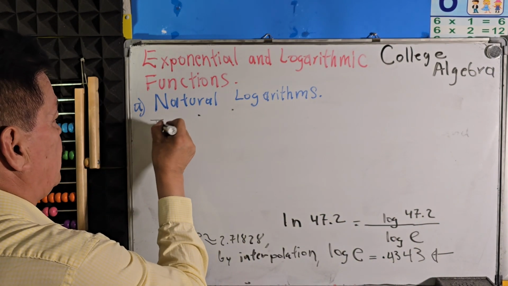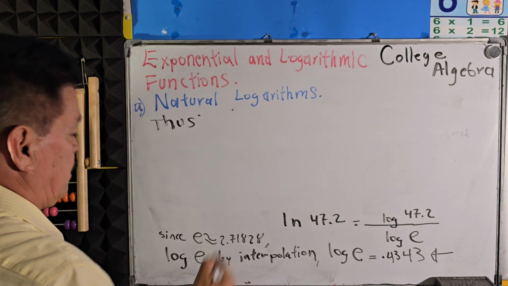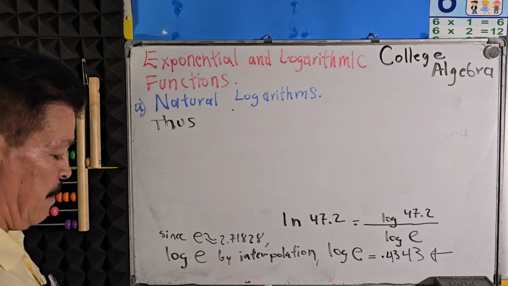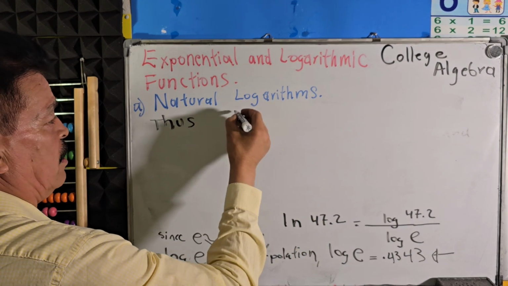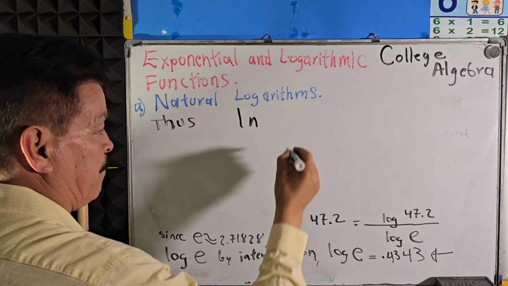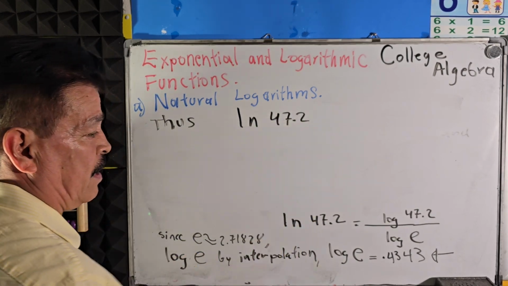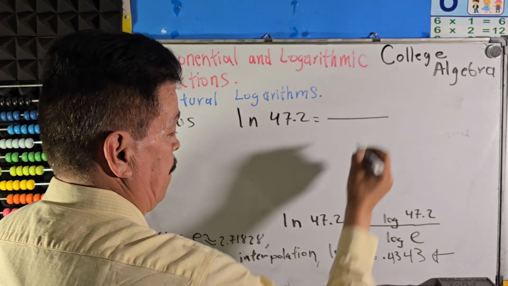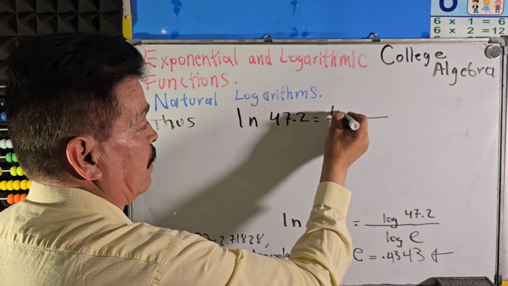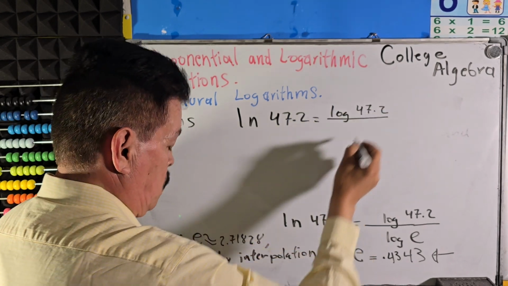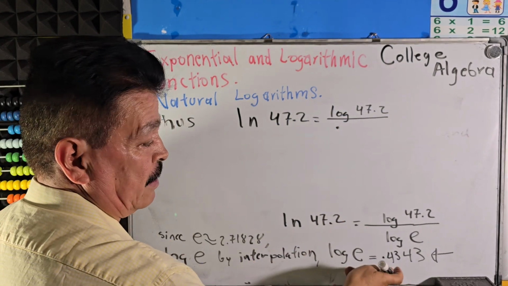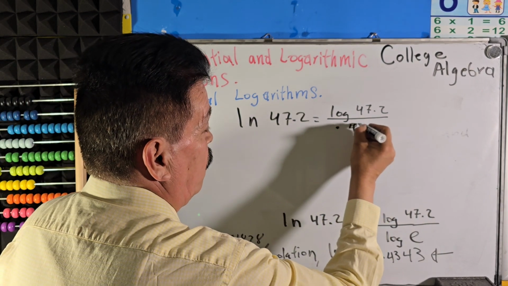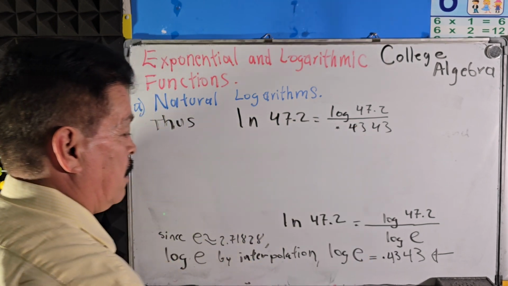So that's it. Just write it. Natural log 47.2, I write it again, equals. We have some information right there. Log 47.2 divided by the number. Right now we know how much it is. How much is log e? 0.4343. All right.